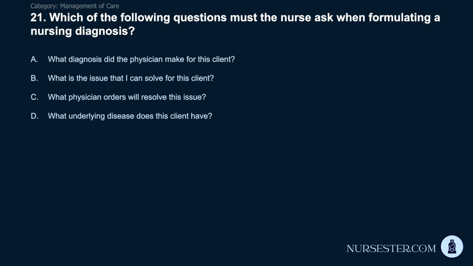21. Which of the following questions must the nurse ask when formulating a nursing diagnosis? A. What diagnosis did the physician make for this client? B. What is the issue that I can solve for this client? C. What physician orders will resolve this issue? D. What underlying disease does this client have? Correct answer: B. What is the issue that I can solve for this client?